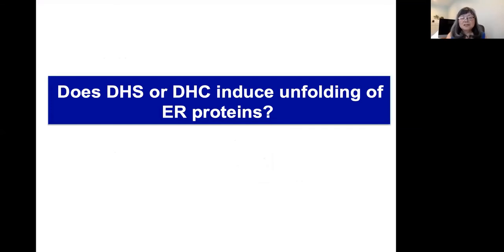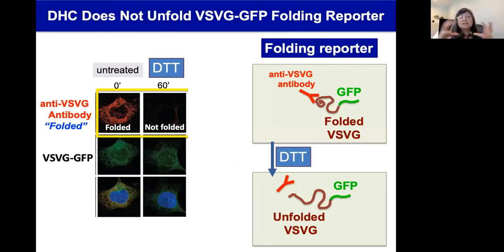So the question is then, how do they activate ATF6? Initially, we thought that maybe those sphingolipids somehow cause accumulation of unfolded proteins in the lumen of the ER. So we used a folding reporter, which is a fusion protein between the vesicular stomatitis viral glycoprotein, VSVG, fused to GFP. This VSVG is a cell surface protein.